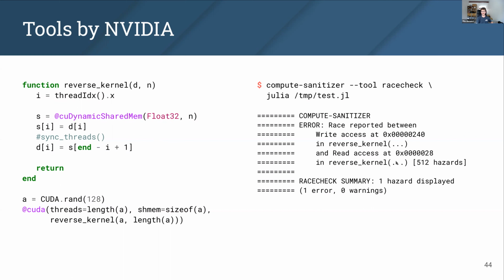And the compute sanitizer has a couple of other modes. It also has a memory checker, it has an initialization checker, it has a synchronization checker. For example, when you see an illegal memory access, it's always useful to run your code under the compute sanitizer using the memcheck tool.